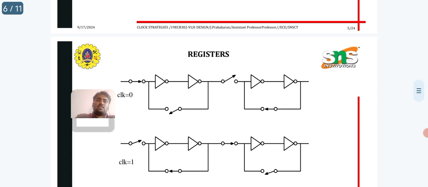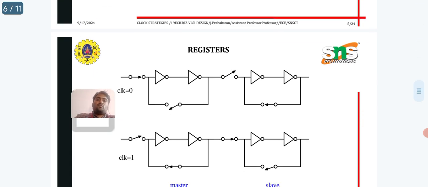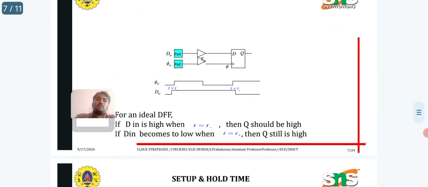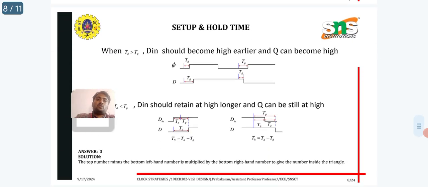For registers, when the clock is zero, it is transparent and the output follows the input, and when the clock is one, it holds the previous output. Setup time, hold time.